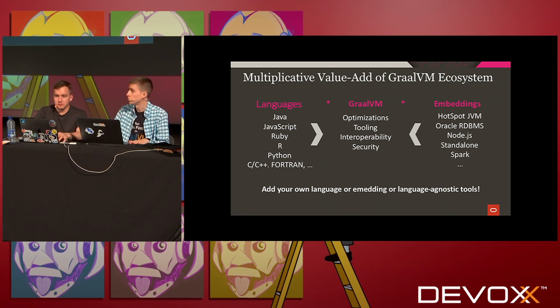We are working with various companies on this as well, most notably maybe Goldman Sachs, who recently gave another presentation at Oracle Code One about how they are porting their risk analysis language on top of the GraalVM platform for better performance.